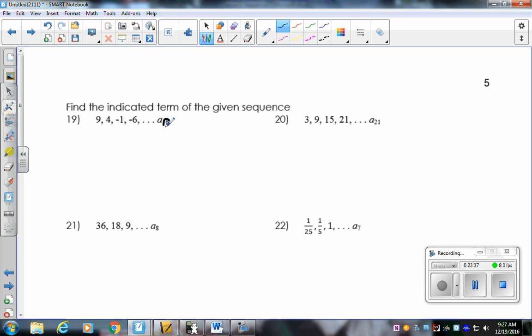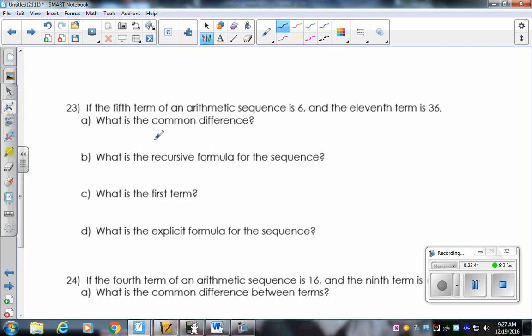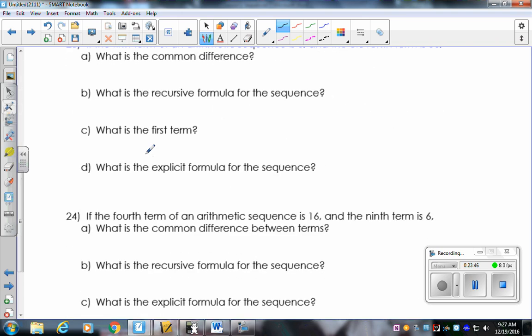So up here you can try these. It's just telling you which, find the 16th number, find the 21st number, use your explicit formula. Okay, you can do that. Check the work on the answer key. All right, we're going to take a look at number 24. 23 is the same thing.